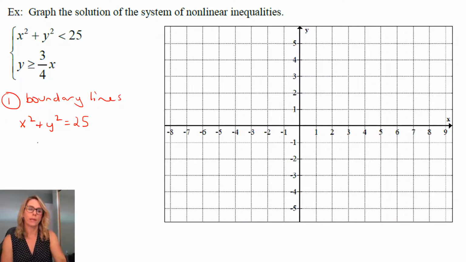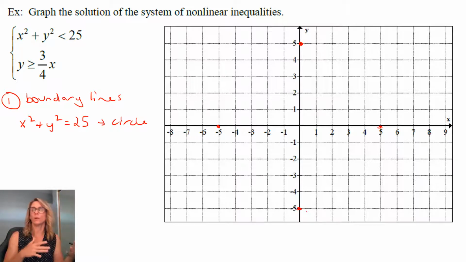You want to be able to recognize that x squared plus y squared equaling a number is a circle. That's a circle. It has center 0, 0. It has radius 5. So all you need to do to draw this boundary line is put your values at all the different nice points, 0, 5, 5, 0, -5, 0, and 0, -5, and then connect them.